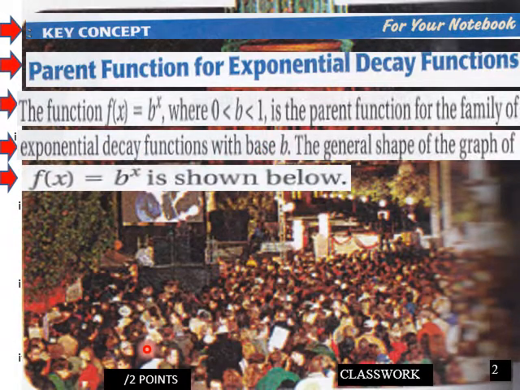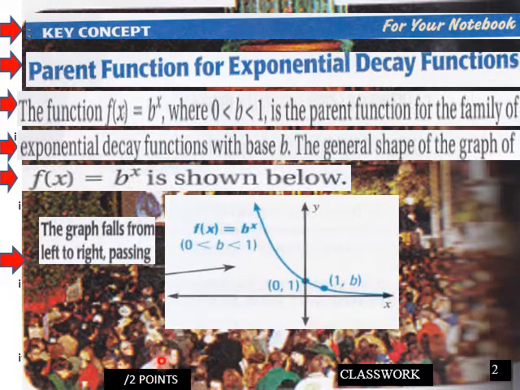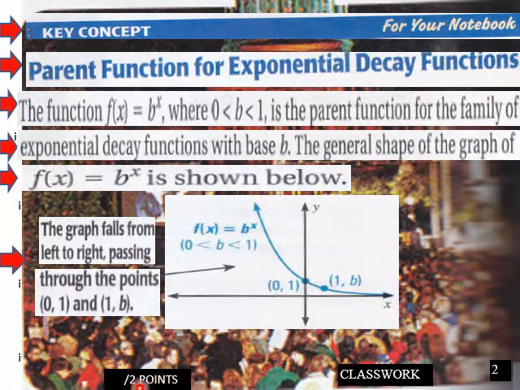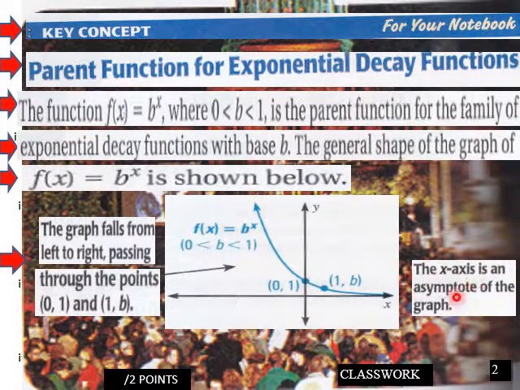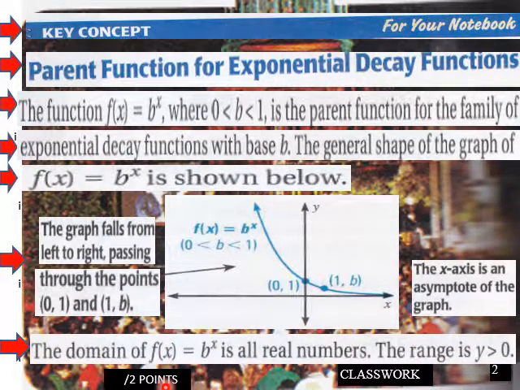The general shape of the graph f of x equals b to the x is shown below. So this would be the shape here from left to right. The graph falls from left to right, passing through the point 0, 1 right here. So it would go like this. The x-axis is an asymptote for the graph, like here. And the domain of f of x equals b to the x is all real numbers. The range is y is greater than 0.